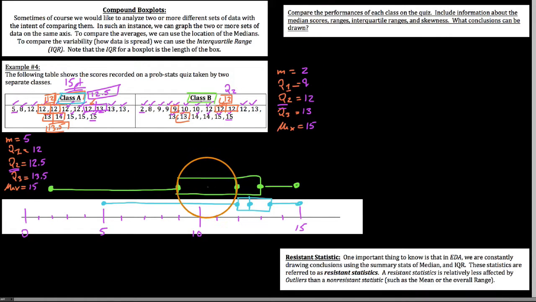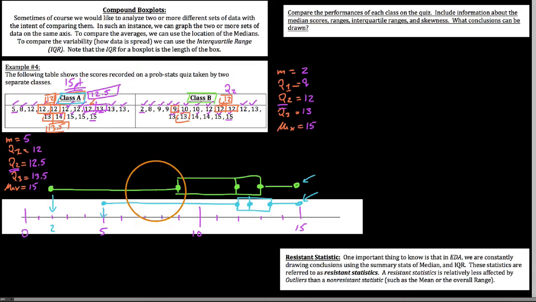Well, if I said which class performed better, it seems that we could say that both classes got the same maximum score. So that's one observation we can make. We had somebody in each class, at least one person, get the maximum score out of 15 on this quiz. But I could say this for class B: you had at least one person who really didn't study, because the minimum score was way down here. And even here, this person probably didn't study, a 5 out of 15.